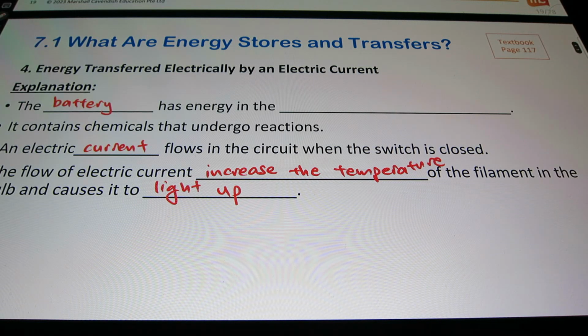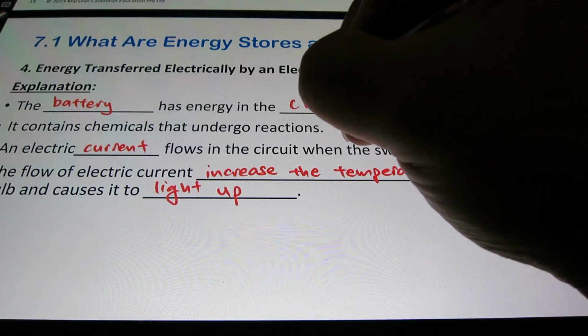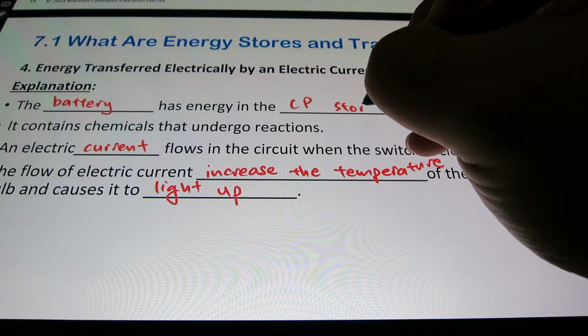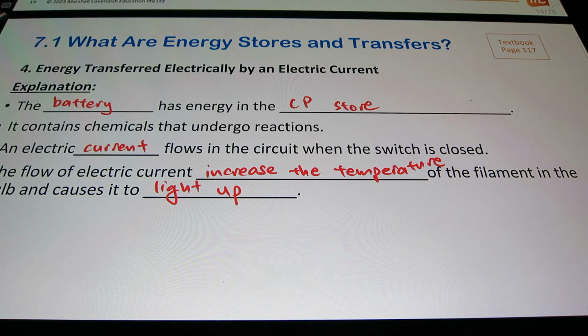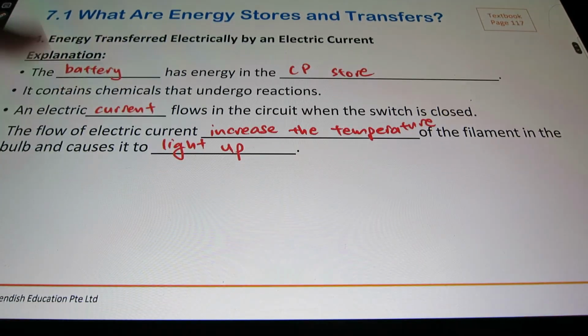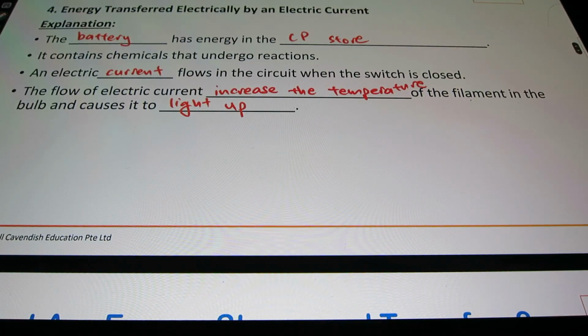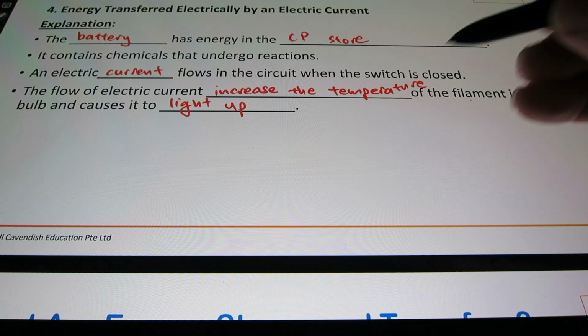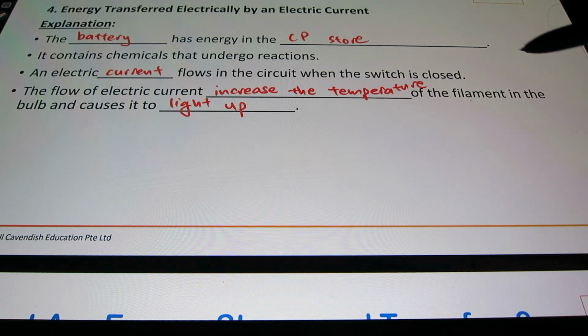So how do we describe or explain this transfer of energy? The battery basically has a chemical potential store. Yes, energy in the chemical potential store. When the current flows, it will cause the filament in the bulb to heat up. So it will heat up so much that it will start to glow and light up.